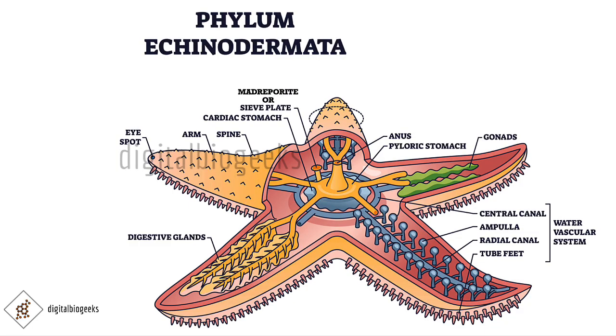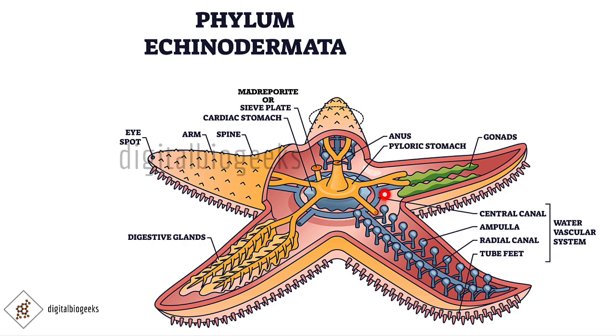They have a unique water vascular system. Let me explain how it works. There is a madreporite. This is the madreporite or sieve plate which is usually located externally. This madreporite takes in water from outside of the body and the water or fluid passes through the madreporite to a ring vessel. This blue one is the ring vessel.